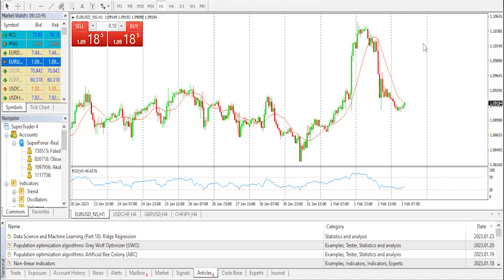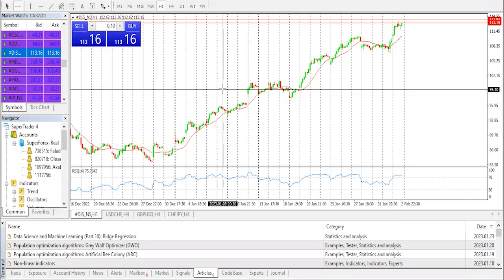Now let's move over to the stock markets. Welcome back, guys. And today on today's stock markets, we'll be looking at Walt Disney.